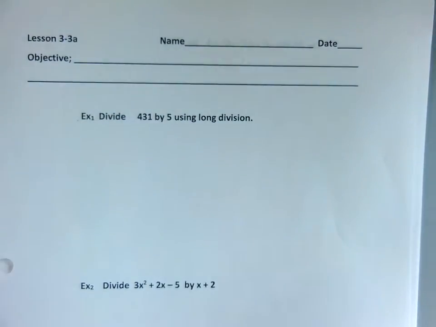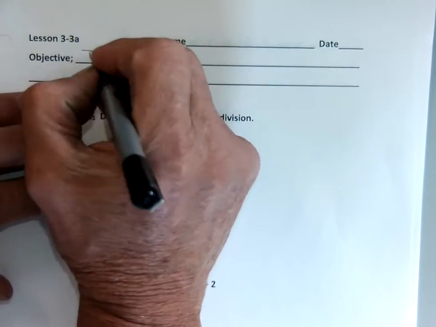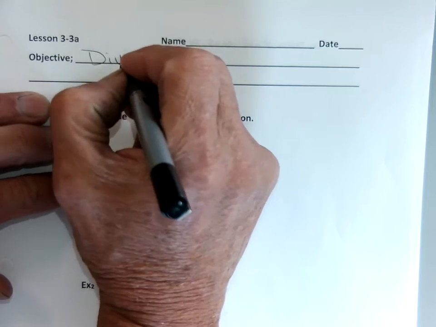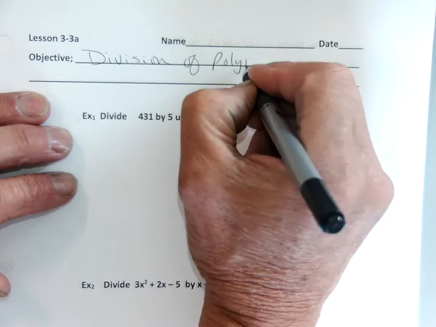So, here's the thing. Today we're going to divide. We've multiplied, we've added, we've subtracted. The only thing we haven't done yet is division. So we're going to divide division of polynomials.